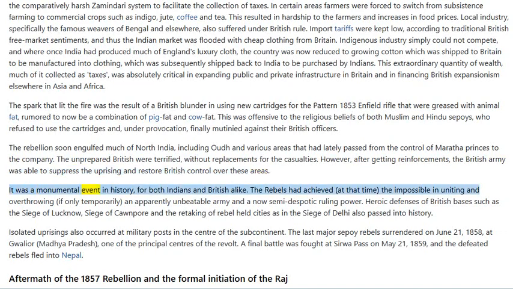It was a monumental event in history, for both Indians and British alike. The rebels had achieved, at that time, the impossible in uniting and overthrowing, if only temporarily, an apparently unbeatable army and a now semi-despotic ruling power. Heroic defences of British bases, such as the Siege of Lucknow and Siege of Cawnpore, and the retaking of rebel-held cities, as in the Siege of Delhi, also passed into history.